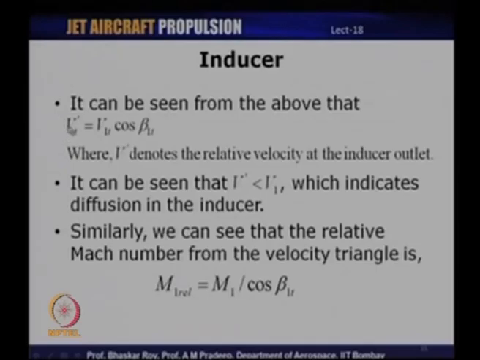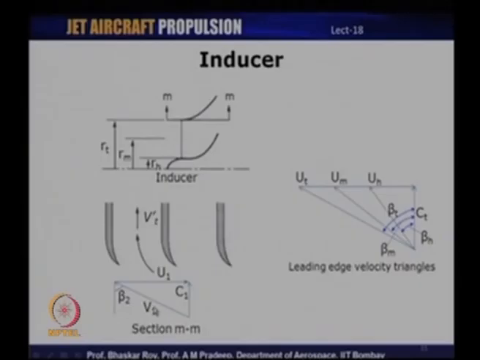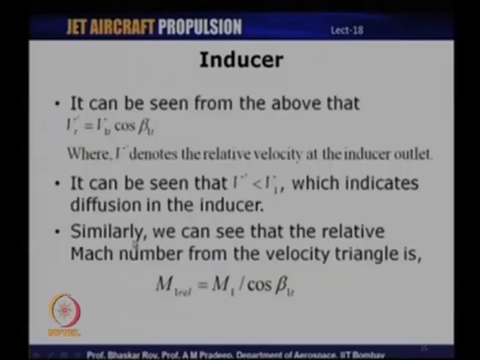So, V t prime is basically equal to V 1 t cos beta 1 t, that is, it is a component of the incoming relative velocity multiplied by the cos component of the blade angle. That is, we can relate the velocity exiting the inducer to the relative velocity at the inlet through the blade angle. So, V t prime, which is basically the relative velocity leaving the inducer, is a function of the inlet relative velocity multiplied by cos beta 1 t.